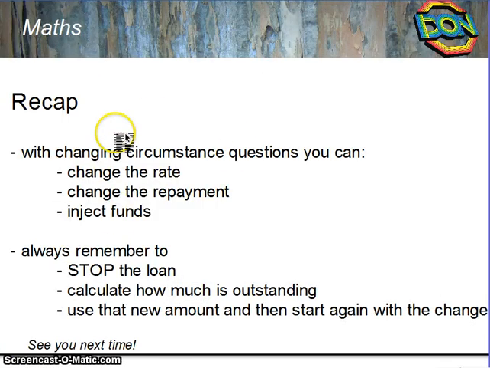Just remember, with changing circumstances, you can change the rate, change the repayment, you can inject funds. Always remember to stop the loan, so just pause it, calculate how much is outstanding, and then use that amount to start again, and everything follows from there. Thanks very much.